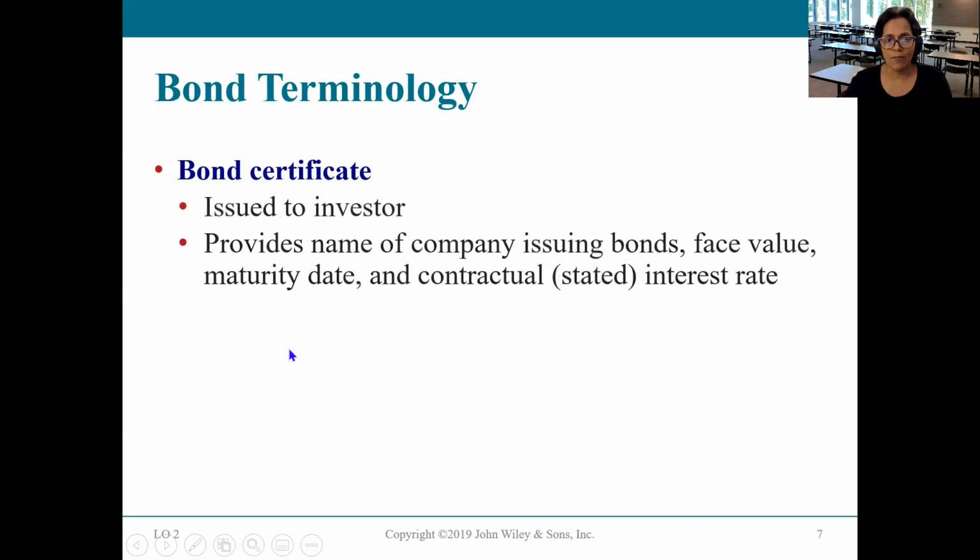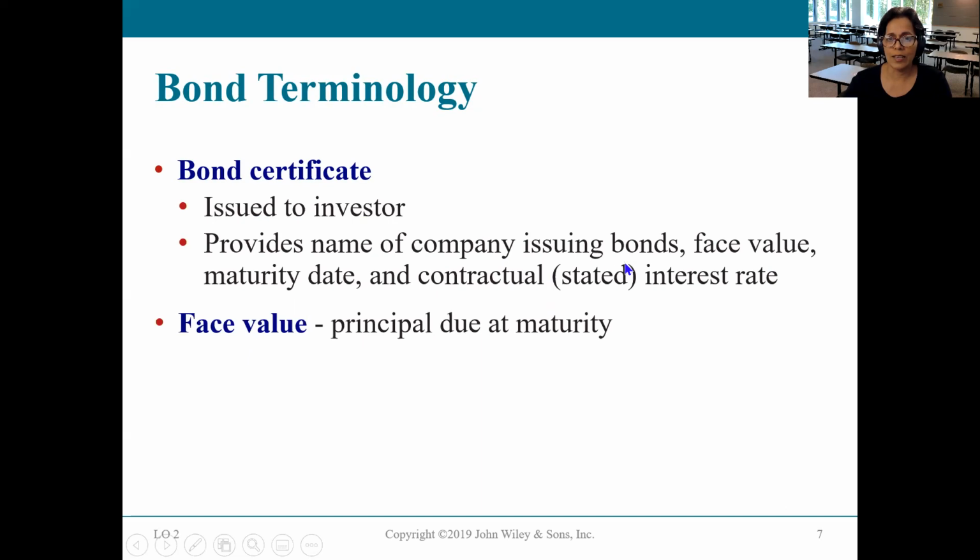Continuing on with some terminology that you would find in a bond certificate. This is issued to the investor. It's basically a document. It provides the name of the company, the face value of the bond, which is typically $1,000, the maturity date, the date on which the principal has to be repaid, and the contractual or stated bond interest rate. These are all the terms and conditions that the seller and the buyer are agreeing to. The seller is the company that's borrowing money. The buyer is the investor who's loaning me the money.